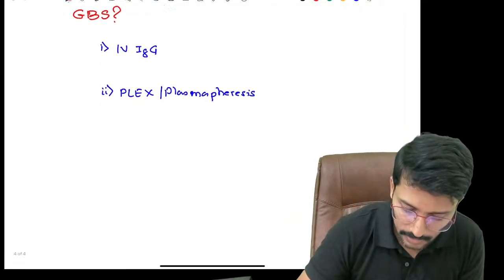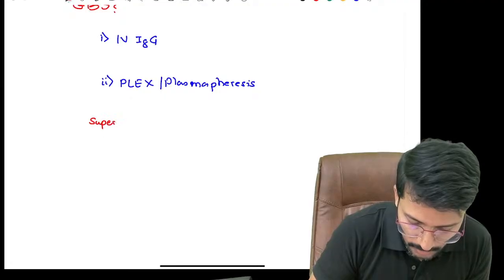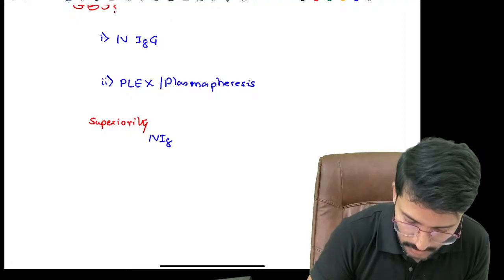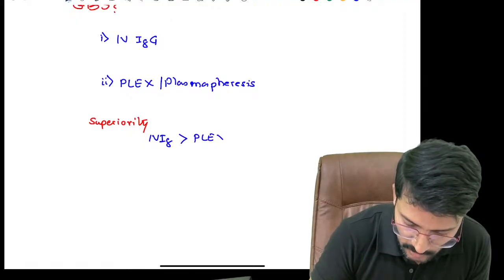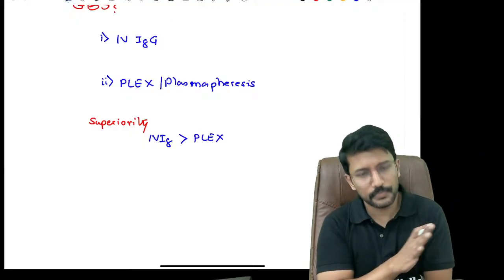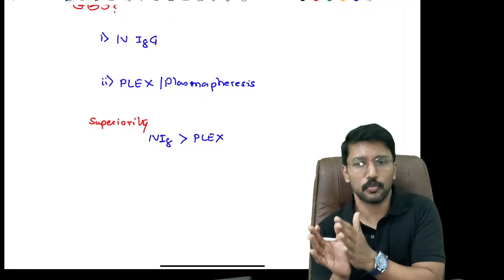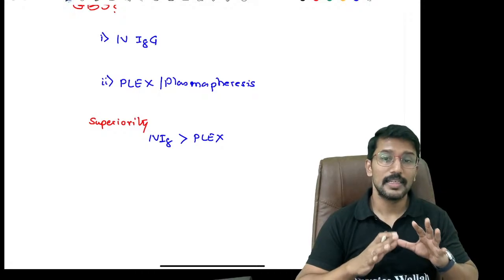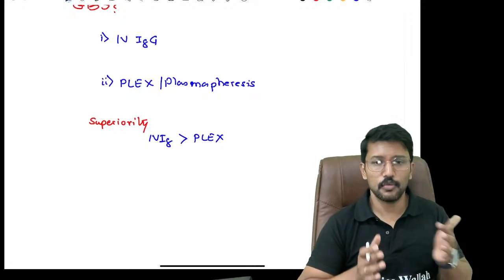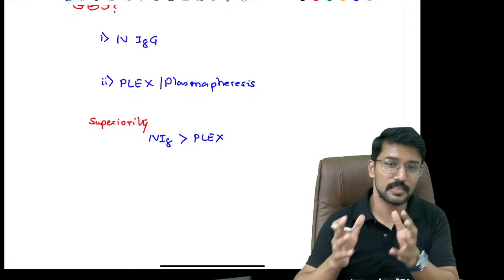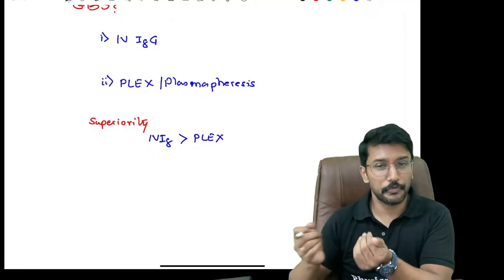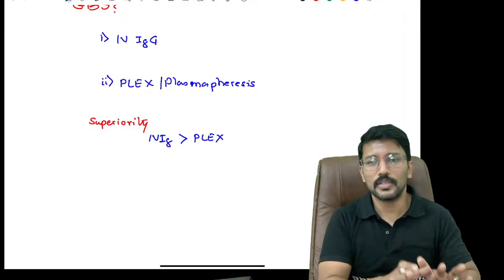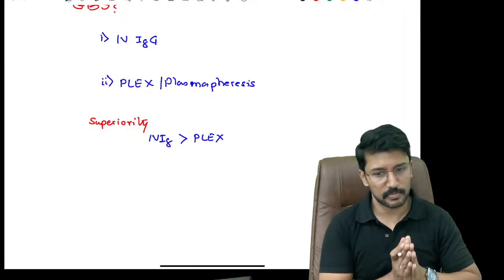Among these, studies have shown that in terms of superiority, IVIG is slightly superior to plasma exchange, but I've already told you it is slightly superior, not greatly superior. So the choice always is based on the circumstances. IVIG is expensive, plasma exchange is cheap. Plasma exchange requires expensive equipment. If you have it, good. If you don't have it in your setup, then maybe IVIG is the only choice. So depending on the circumstances, you can choose IVIG or plasma exchange.